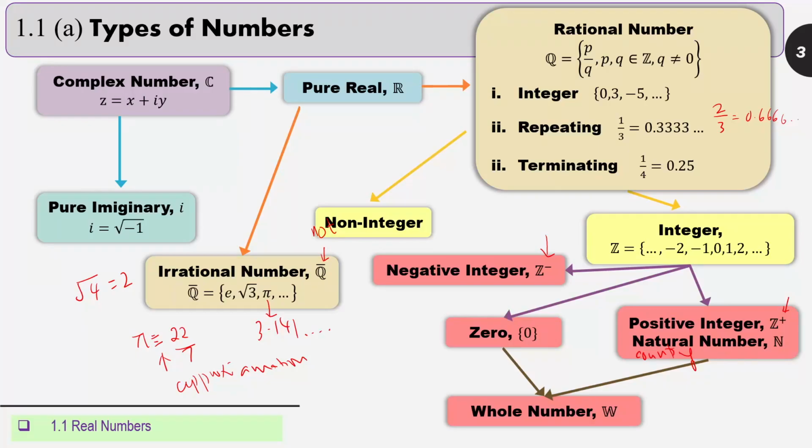Okay, and if a number is not an integer, it becomes a non-integer. So for example, all the decimal points. Let's say you have 1 over 3, you have 1 over 2, all of these are non-integers. Or even pi. Pi definitely is not an integer because it is an irrational number.